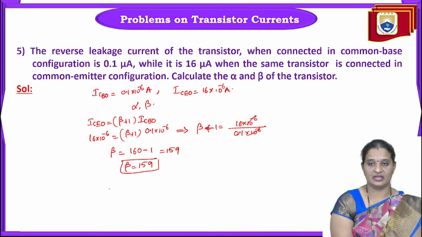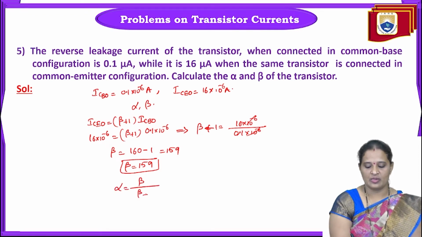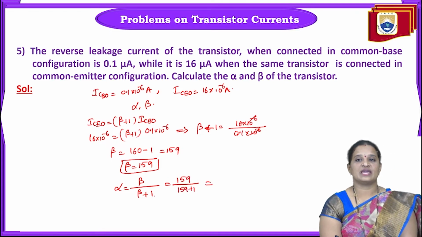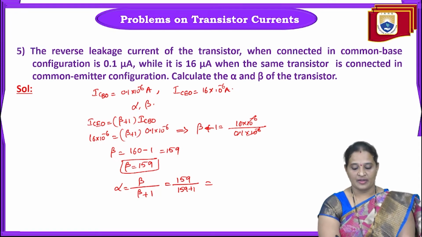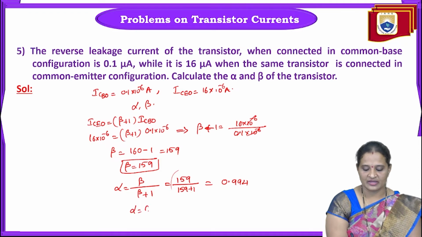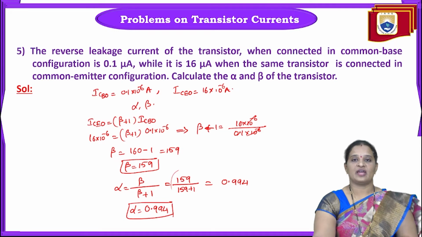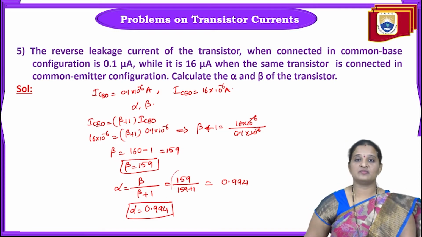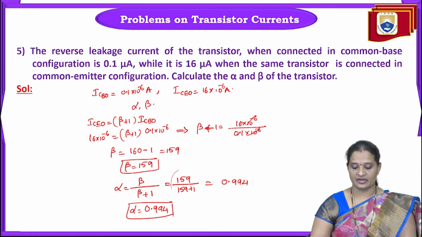And now that I know the beta value, I can easily calculate the alpha value as alpha is equal to beta by beta plus 1, that is 159 divided by 159 plus 1. If I calculate this value using the calculator, I get the value of alpha as 0.994, where beta is 159.